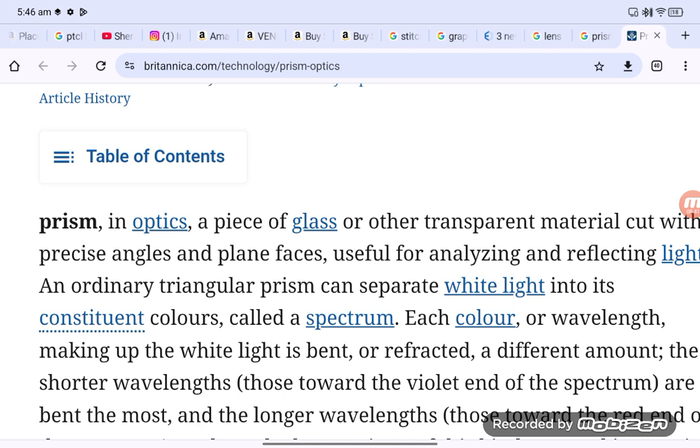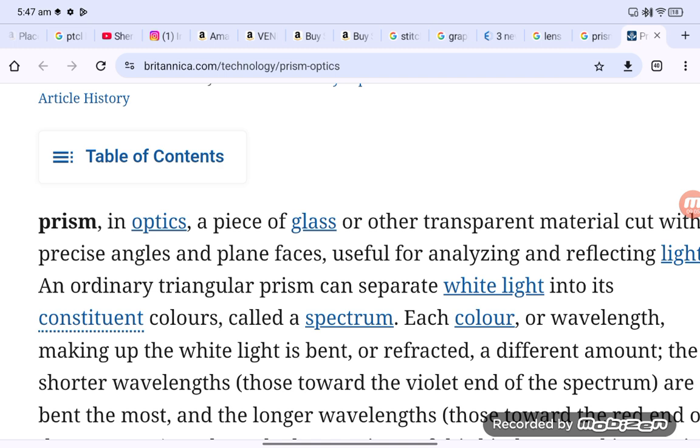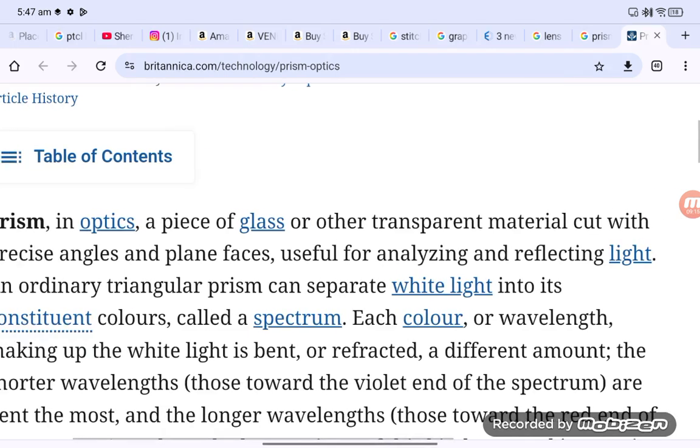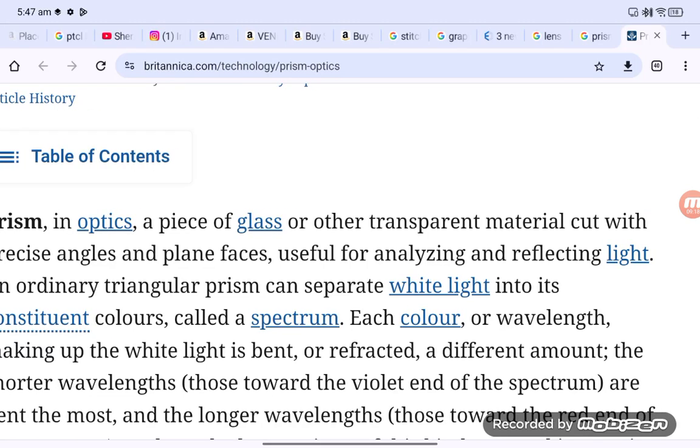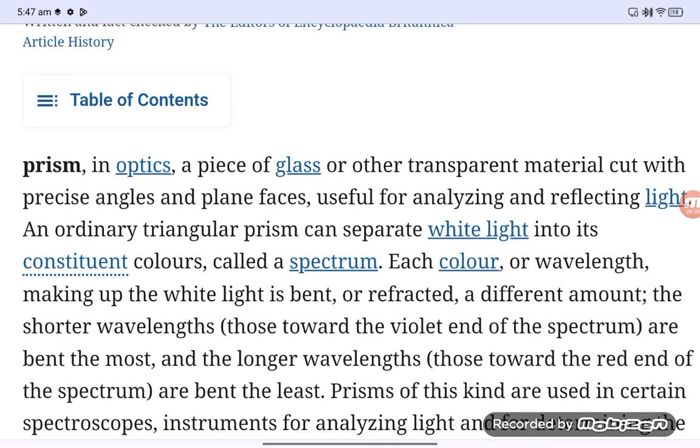Each color or wavelength making up the white light is bent or refracted a different amount. The shorter wavelengths, those towards the violet end of the spectrum, bend the most, and longer wavelengths bend the least, towards the red end of the spectrum.